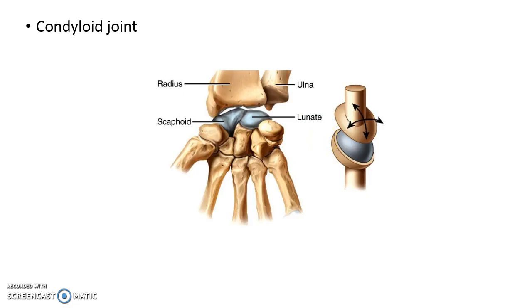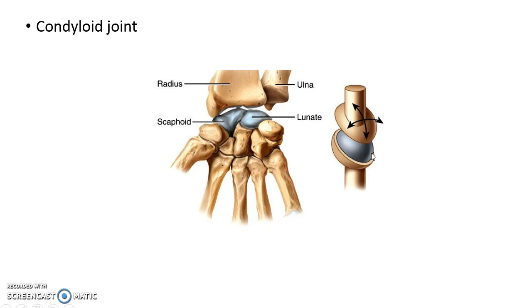The sixth and final synovial joint is the condyloid joint. The condyloid joint consists of an oval-shaped end of a bone that fits into a similarly shaped, oval-shaped hollow of another bone. So this will fit into this exactly, so you can see that.